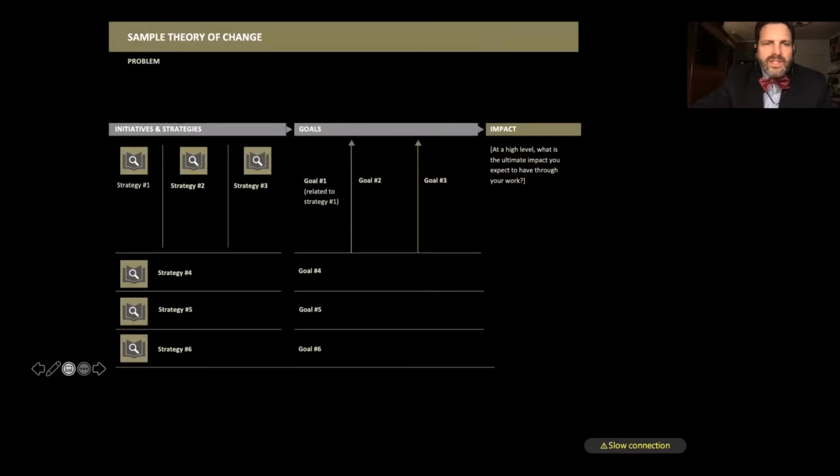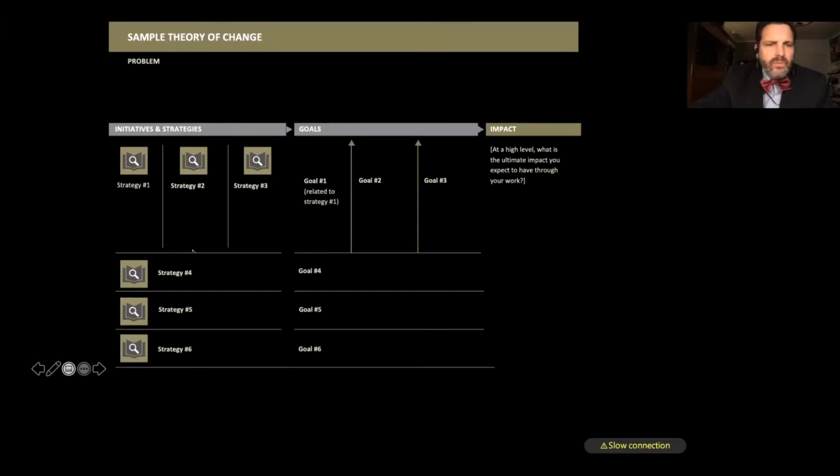And so this is just a simple sample of what a theory of change would look like. Again, identifying a social problem. What is it that you're hoping to change? And then this also mirrors what you might think of as strategic planning or planning work. What are the strategies that you are hoping to follow? And then the goals under those strategies that will ultimately lead to an impact.